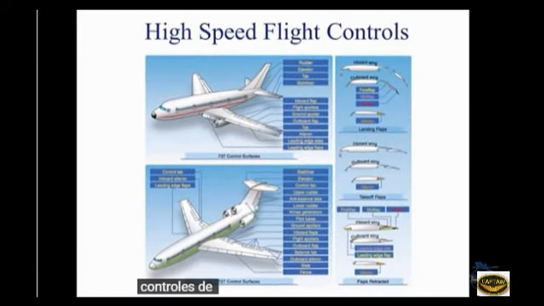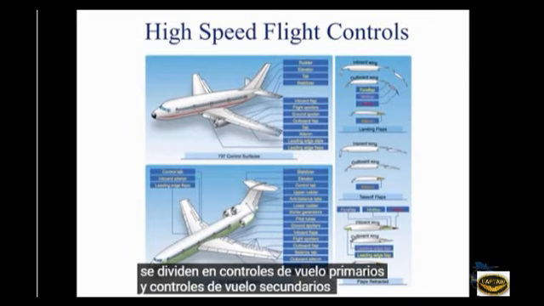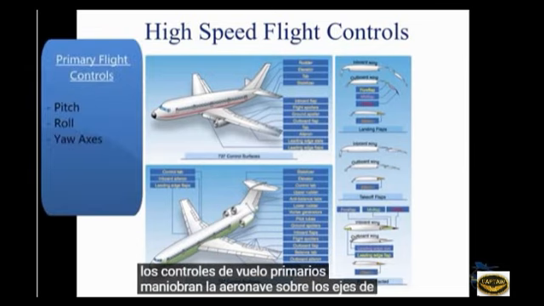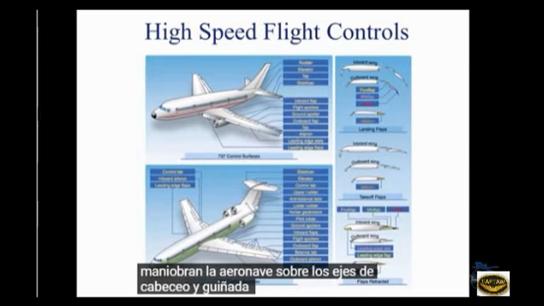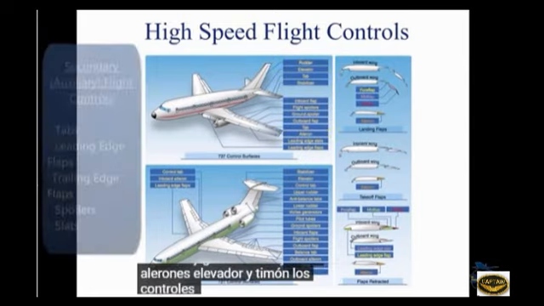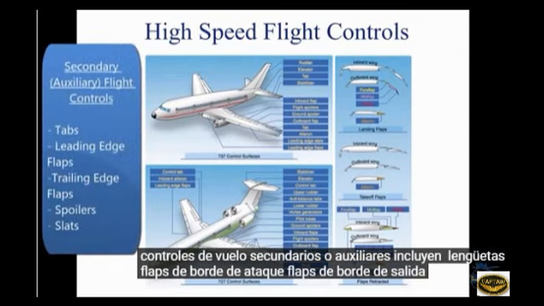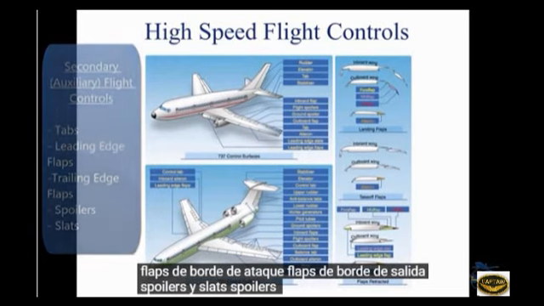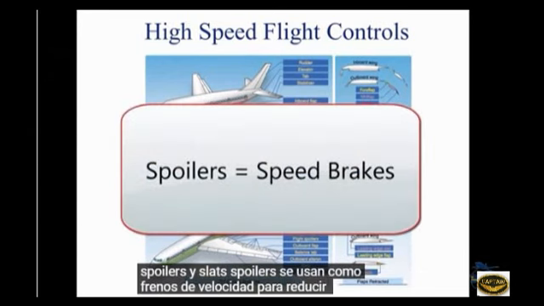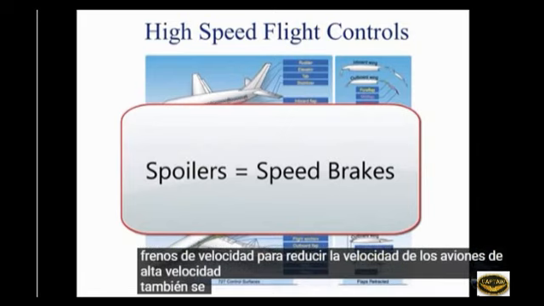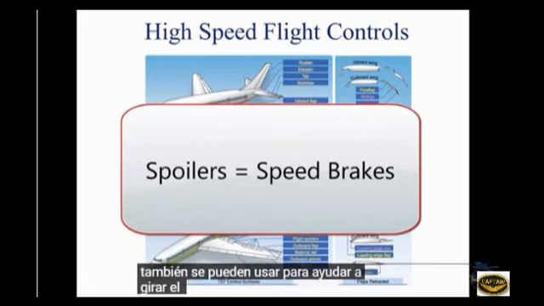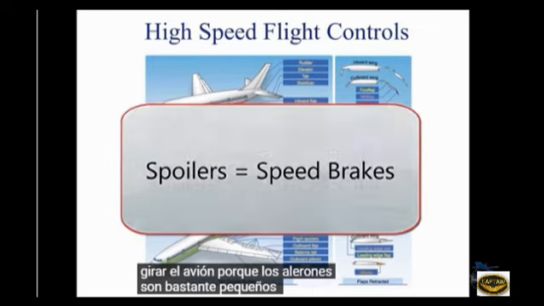On high-speed aircraft, flight controls are divided into primary flight controls and secondary or auxiliary flight controls. The primary flight controls maneuver the aircraft about the pitch, roll, and yaw axes. They include the ailerons, elevator, and rudder. Secondary or auxiliary flight controls include tabs, leading-edge flaps, trailing-edge flaps, spoilers, and slats. Spoilers are used as speed brakes to slow down high-speed aircraft. They can also be used to help turn the aircraft because the ailerons are quite small.